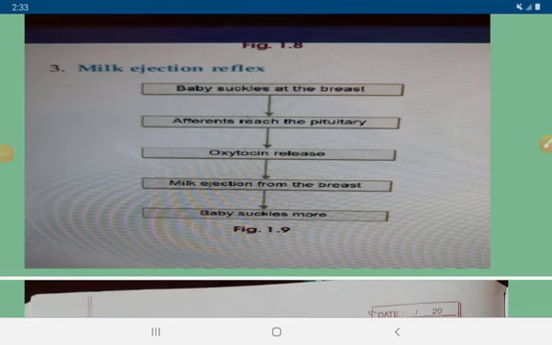And milk ejection reflex, as we have studied earlier. Baby suckles at the breast and afferents reach the pituitary in the brain, and oxytocin releases and milk ejection from the breast occurs and baby suckles more.